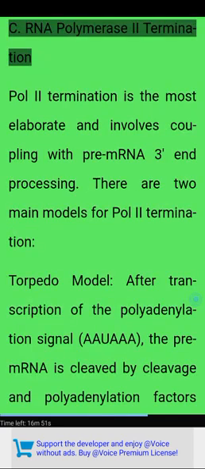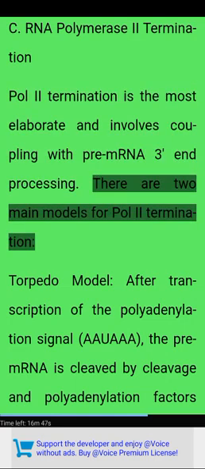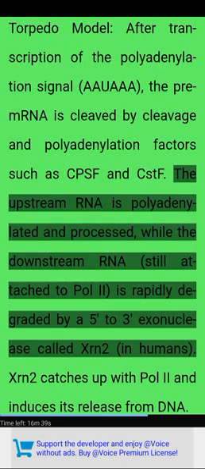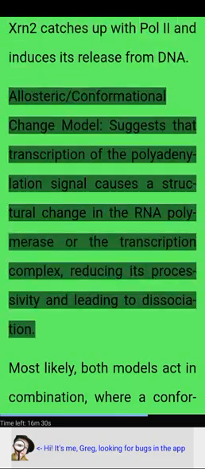RNA polymerase II termination. Pol II termination is the most elaborate and involves coupling with pre-mRNA 3' end processing. There are two main models for pol II termination. Torpedo model. After transcription of the polyadenylation signal AAUAAA, the pre-mRNA is cleaved by cleavage and polyadenylation factors such as CPSF and CstF. The upstream RNA is polyadenylated and processed, while the downstream RNA, still attached to pol II, is rapidly degraded by the 5' to 3' exonuclease called XRN2 in humans. XRN2 catches up with pol II and induces its release from DNA.